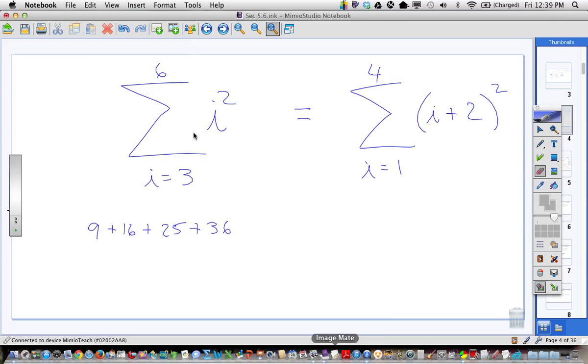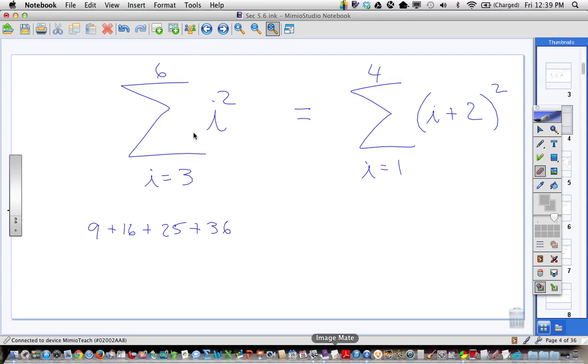We said that if you just rearrange this formula a little bit, you could get the same thing. If i is a 1, you get 3 squared is 9. If i is a 2, you get 4 squared is 16. If i is a 3, you get 5 squared is 25. And finally, if i is a 4, you get 6 squared, which is 36. These two are identical. It even looks like a shift. This looks like a left shift of 2, which is kind of what it is. Instead of starting at 3, you start at 1.